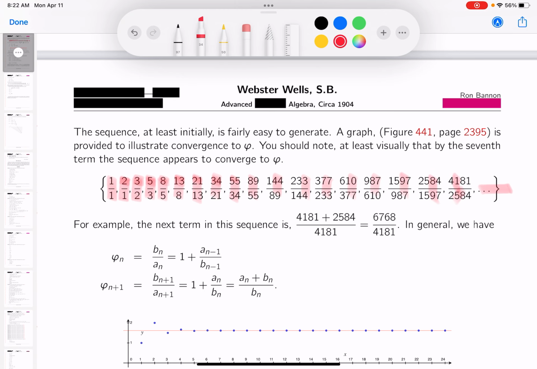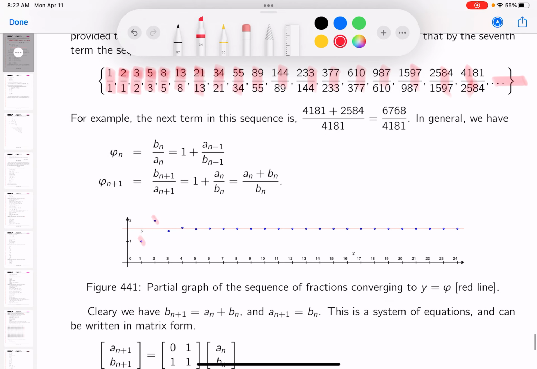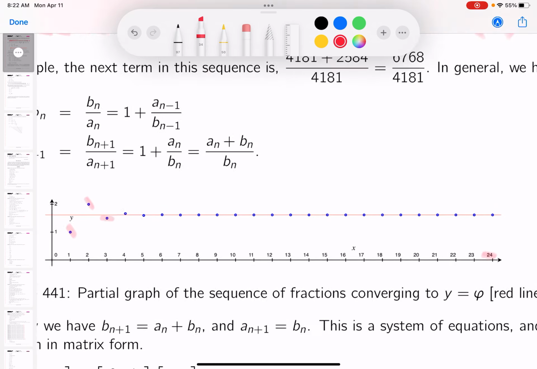All right, now what I did over here was I graphed those fractions. For example, the first fraction I graphed is 1 over 1. That's right over there. The next fraction I graphed was 2 over 1, right over here. The next fraction I graphed was 3 over 2, which is about 1.5, right over there. So forth and so on. And I graphed out a bunch of them up to the 24th term. I did that. Now, of course, I'm going to blow this up.